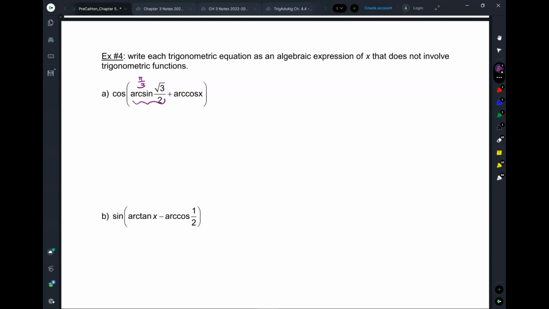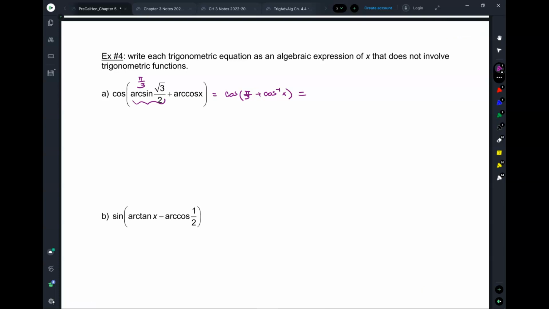So now, and then what's this one? Arc cosine of x, right? So what is it that we have here? I have cosine pi over 3 plus inverse cosine of x, right? I just simplified it. I just rewrote it.